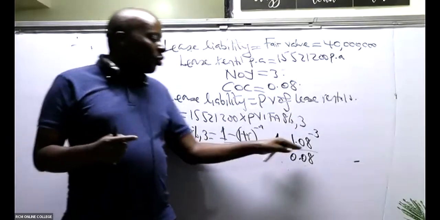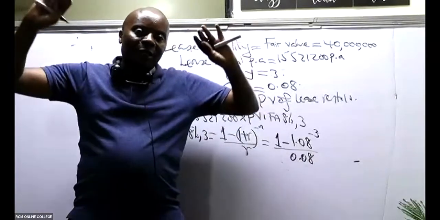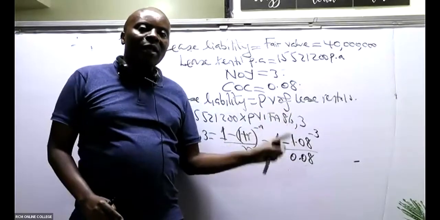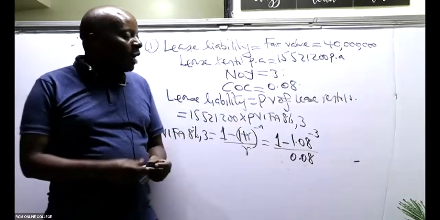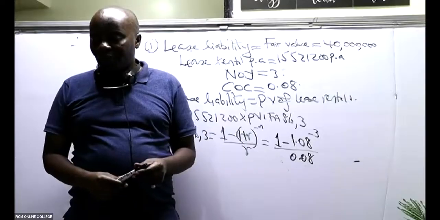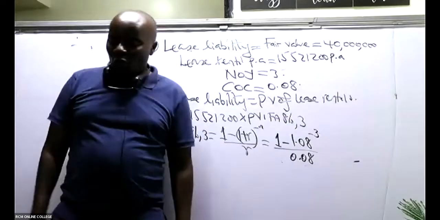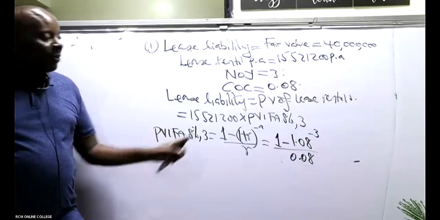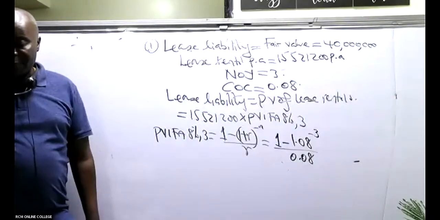Because you know this is a bracket on its own, telling you first of all to take care of the numerator. Once I say 1 minus 1.08 raised to negative 3, I press equals, and then I divide this by 0.08. Is there somebody who is able to give us this answer for the PV interest factor of an annuity? Remember, this figure is an annuity because it's a per annum figure.